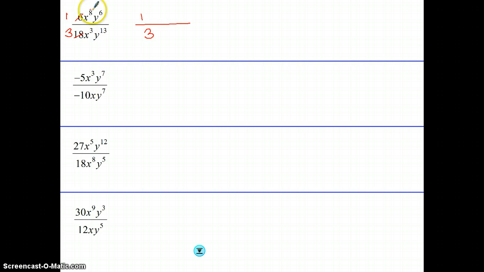Step 2, I see x's on the top and the bottom. I have 8 on top and 3 on the bottom. Subtracting leaves me with 5 on the top. For my y's, I have 6 on top and 13 on the bottom. Subtracting leaves me with 7, and since there are more on the bottom, my y to the 7th stays on the bottom.